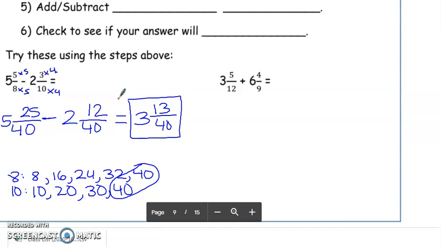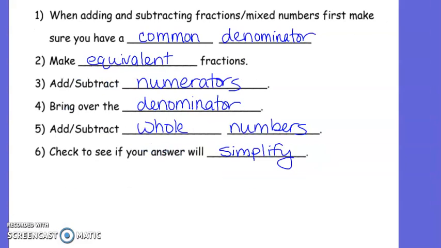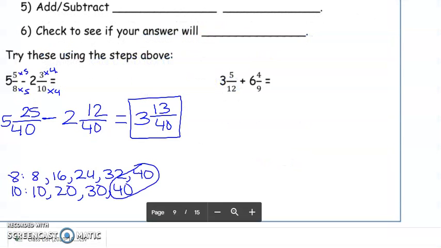So now we're going to try the next one. We're going to do the same thing, but instead this time we are going to be adding. So again, let's go back to our notes. When adding and subtracting fractions and mixed numbers, first make sure you have a common denominator. So I can already tell these are different. And again, if you know what it is, you do not have to go through this process. However, you can also multiply those two, and I'm going to let you know if you do that, that's 108. There's definitely one that's smaller than that, okay? So I just like to list mine.